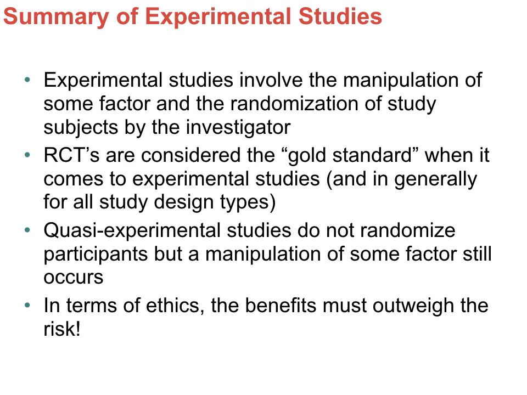So, summarizing some big key points for experimental studies and what we talked about today. Experimental studies involve the manipulation of some type of factor and a randomization of subjects. Randomized controlled trials are considered the gold standard when it comes to experimental studies and generally for any type of study design. So if anybody ever asks you what the best type of study is, your answer could always be randomized controlled trials, because those are considered the best that you can get in terms of study designs.